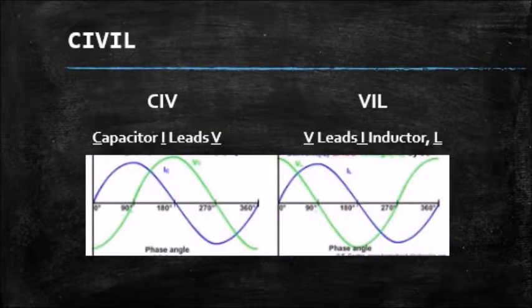As mentioned earlier, the current and voltage display varying phase characteristics between inductors and capacitors. CIVIL is a useful tool used to remember the differences. In a capacitor, current leads the voltage, and voltage leads the current in an inductor.